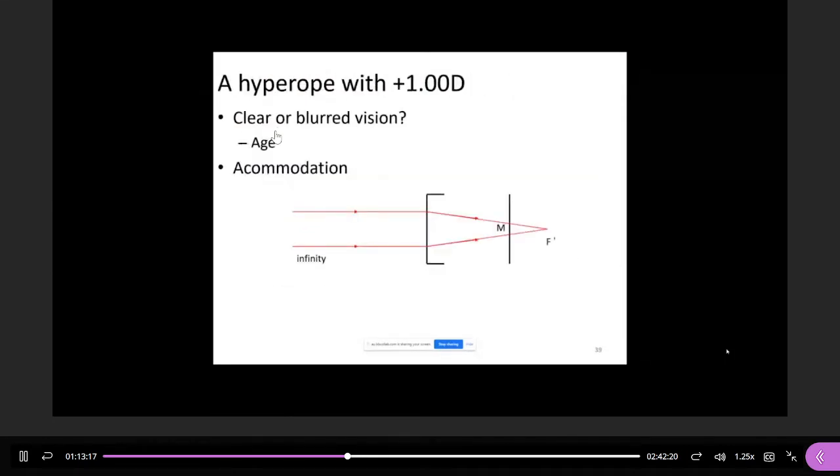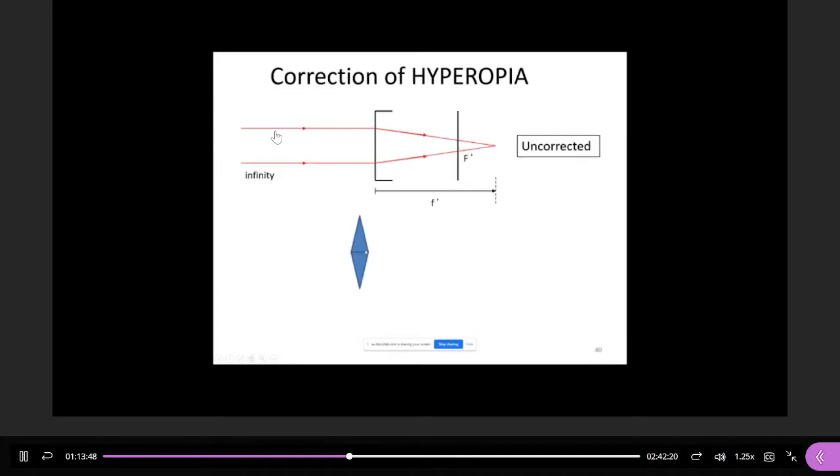Okay, so let's see. Hyperopia we are talking about is with 100 degree. So is that clear or blurred vision? What is accommodation? The definition of hyperopia is when the light coming through the cornea and lens, which have lower power, is focused not on the retina but behind the retina. So therefore we call it accommodation.